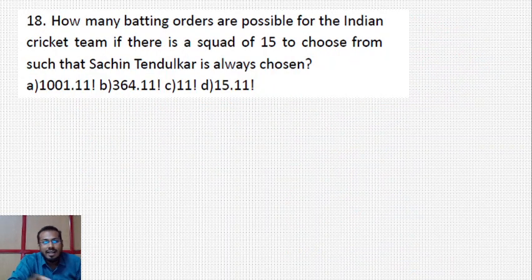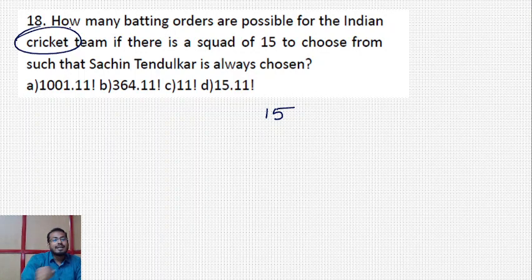Right. How many batting orders are possible for the Indian cricket team if there is a squad of 15 to choose from, such that Sachin Tendulkar is always chosen? Look at this. There are totally 15 players. They don't say how many persons we need to select, but they clearly say cricket team. Cricket team means we need to select 11 players. So this is a common thing. But here there is a condition: Sachin Tendulkar is always chosen.